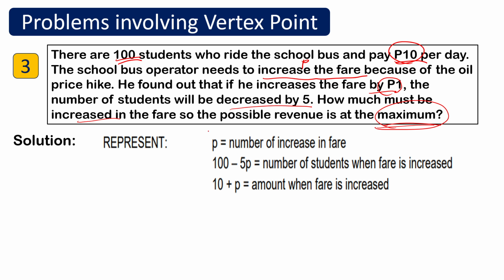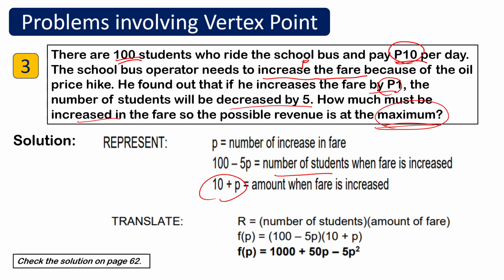So we will remember these representations. And for us to get the revenue in this example, we need to multiply the number of students and the amount of fare. The number of students is 100 minus 5p, while the amount of fare when increased is 10 plus p. So for the function, we will use R equals number of students times amount of fare, and f of p is equal to 100 minus 5p times 10 plus p.